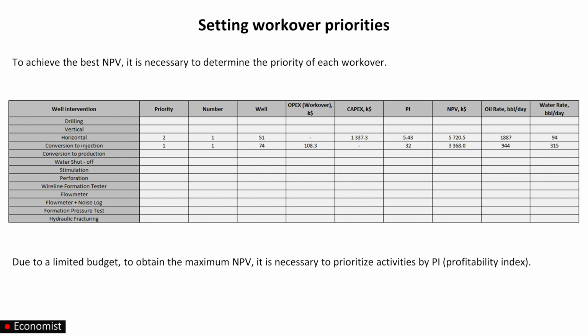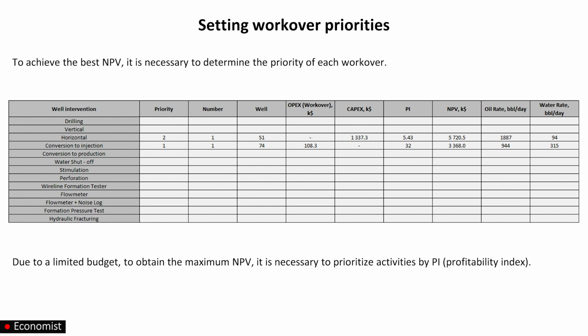To achieve the best NPV, it is necessary to determine the priorities of workovers. I would like to note that due to a limited budget, to obtain the maximum NPV, it is necessary to prioritize activities by PI, Profitability Index. After we plan all the activities for the first shot, do we need to perform relative calculations? Yes, it turns out that we will need workovers and expected effects that they will bring.